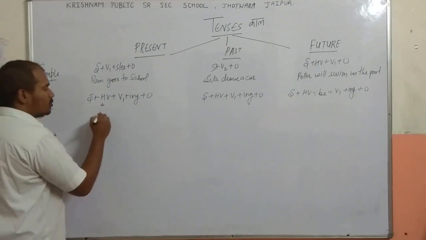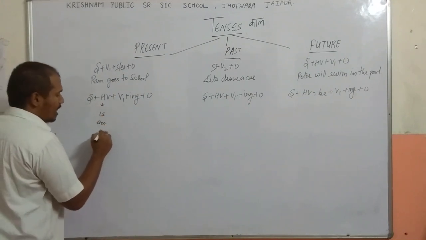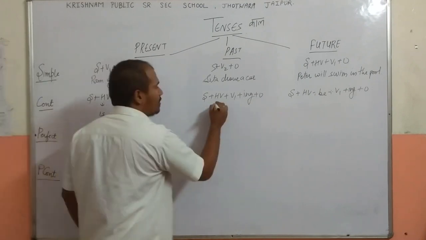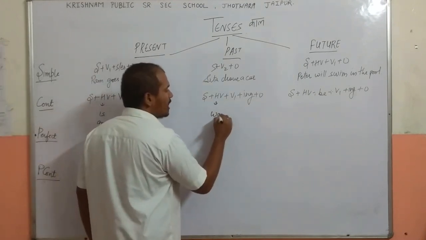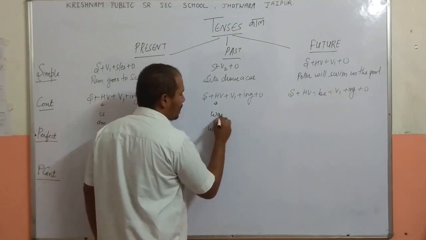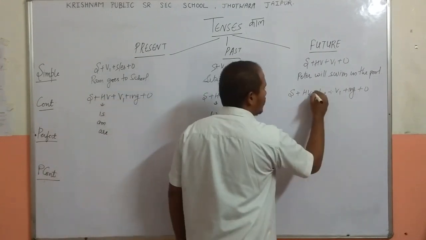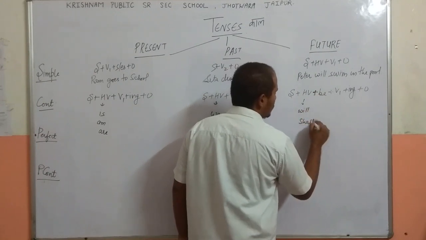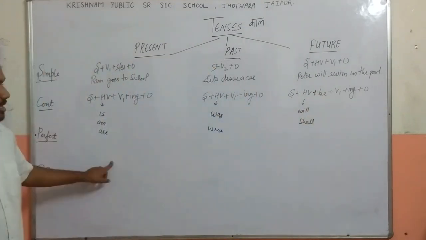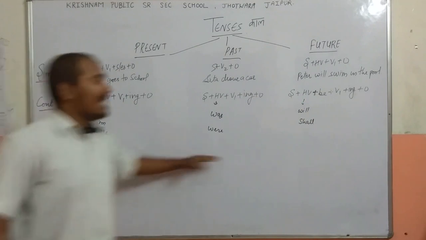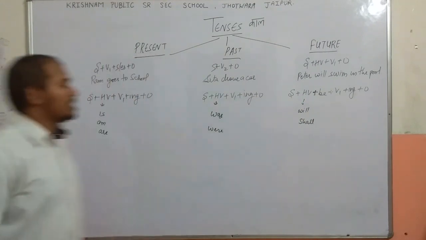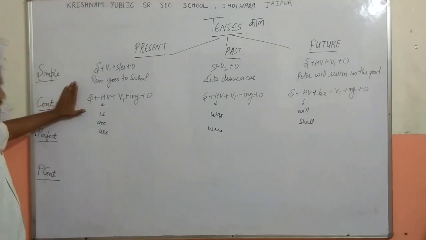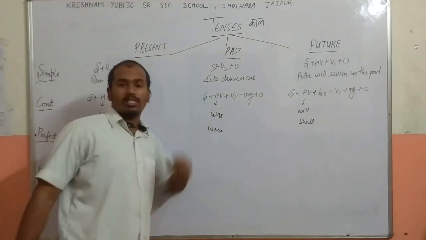The helping verbs we use here are is, am and are. यहाँ हम क्या इस्तेमाल करते हैं? Was and were. यहाँ हम क्या यूज करते हैं? Will और shall. Isn't it? So ये helping verbs हम यहाँ इस्तेमाल कर रहे हैं. Now ये helping verbs की मदद से हम differentiate कर पाएंगे कि मेरा कौन सा सेंटेंस है, प्रेजेंट का है, कौन सा पास्ट का, कौन सा फ्यूचर का है.